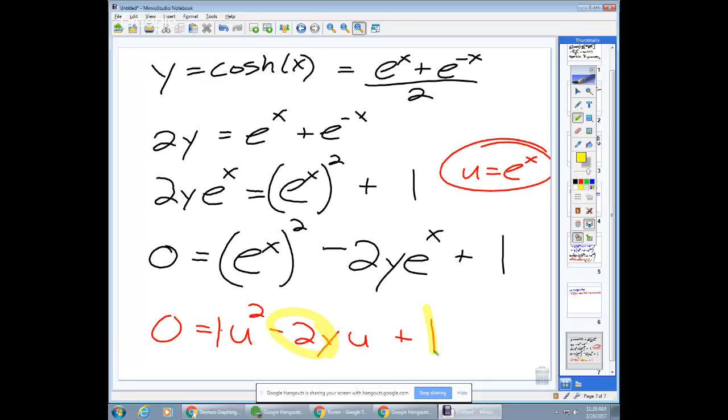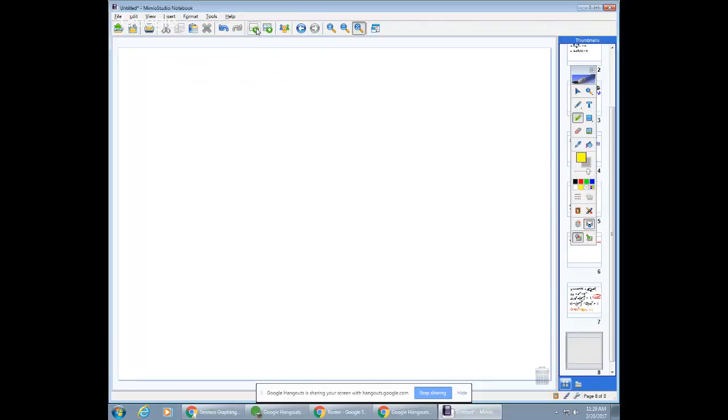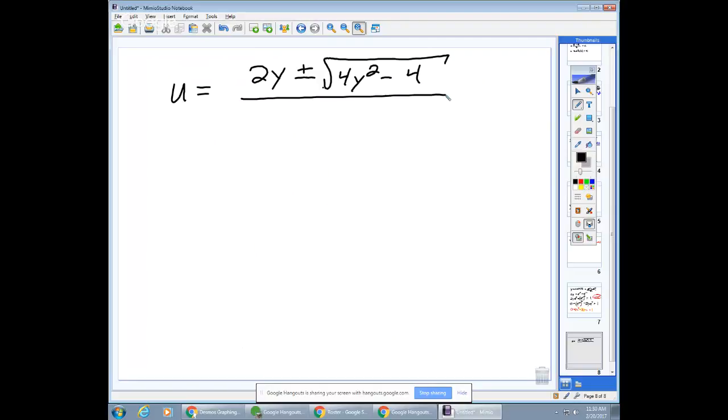So with that in mind, new page, new color, u is equal to the opposite of b. Well, b was negative 2y, so that would be 2y, plus or minus, ooh, that's a problem, because it's not a function there, the square root of b squared. Negative 2y times negative 2y is 4y squared, minus 4 times a times c, 4 times 1 times 1, so that's just a 4, all over 2a, which is just 2.